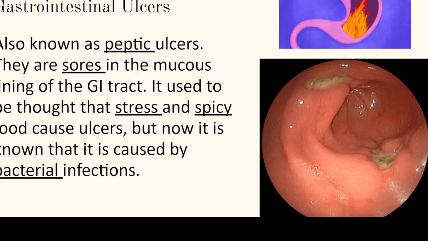Okay, so this is the slide we saw just before. Gastrointestinal ulcers, also known as peptic ulcers. They are sores in the mucus lining of the GI tract. It used to be thought that stress and spicy foods caused ulcers, but now it is known that they're caused by bacterial infections. Stress and spicy foods can aggravate ulcers, but not necessarily cause them, along with other things that we'll talk about. Foods are generally aggravating problems, they're not the source of the problem. So we'll talk about that as we get through.